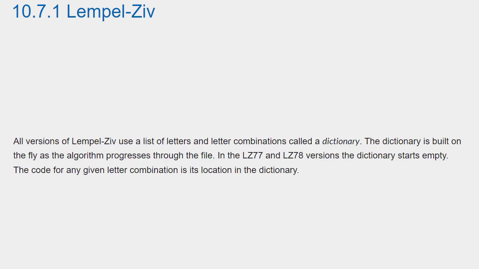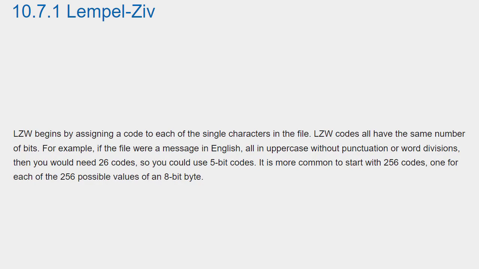All versions of Lempel-Ziv use a list of letters and letter combinations, called a dictionary. The dictionary is built on the fly as the algorithm progresses through the file. In the LZ77 and LZ78 versions, the dictionary starts empty. The code for any given letter combination is its location in the dictionary. LZW begins by assigning a code to each of the single characters in the file. LZW codes all have the same number of bits.